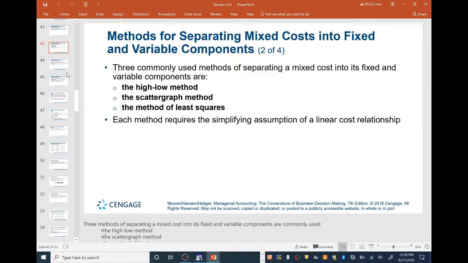So the 3 commonly used methods of separating a mixed cost into its fixed and variable components are as follows. First, we have the high-low method. The second is the scatter graph method. And the third is the method of least squares, which is the regression method. Each method requires the simplifying assumption of a linear cost relationship, okay?